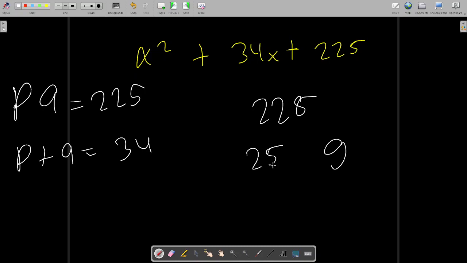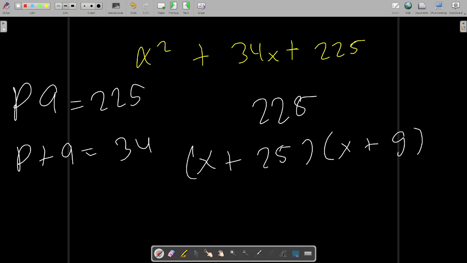That's it. And 25 plus 9, as we can see, 5 plus 9 is equal to 14. We put 1 here, and that is equal to 34. 25 plus 9 is 34. So those are the two values we're looking for. So it'll be x plus 25, x plus 9. This is our factorized version.